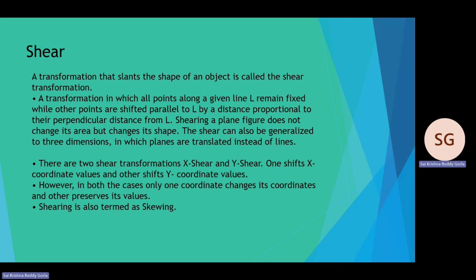There are two shear transformations: X shear and Y shear. One shifts the x-coordinate values, the other shifts the y-coordinate values. However, in both cases, only one coordinate changes, while the other preserves its value. Shearing is also termed skewing.